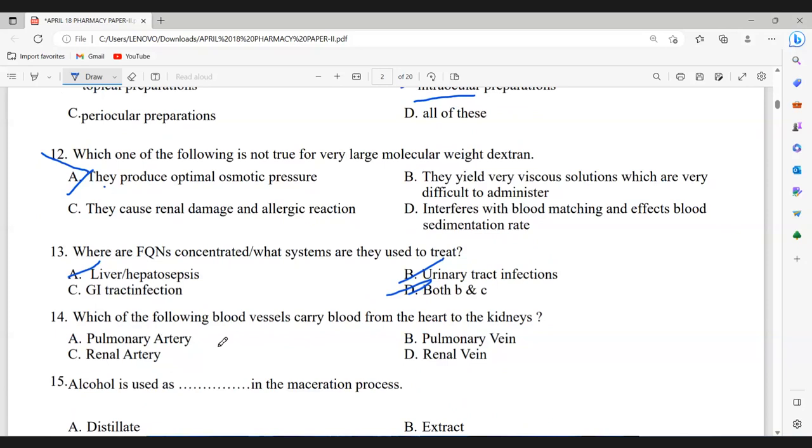Then 14th, which of the following blood vessels carry blood from heart to the kidney? This is yesterday's question, a repeated question. I need the answer from you. I have given the explanation for each and every option yesterday. Not B and C, it is only C. Option B, pulmonary vein, carries oxygenated blood from lung to left atria. Look here, kidney: heart to kidney is the renal artery. Pulmonary vein carries oxygenated blood from lungs to left atria. I gave the explanation for this question yesterday itself.